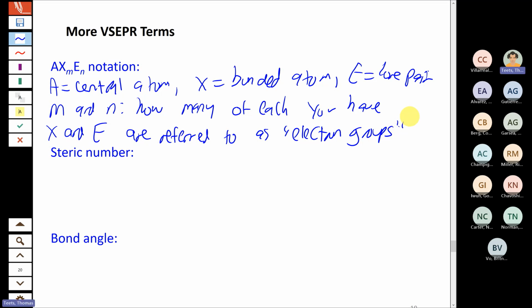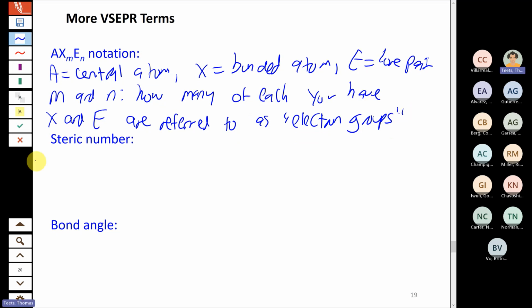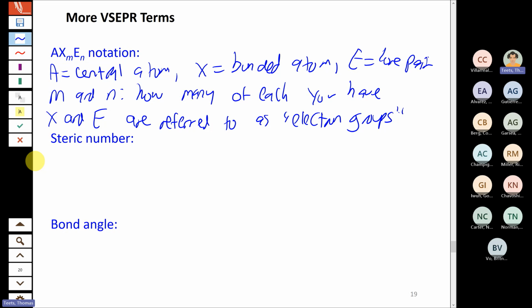All right. Now, another term that doesn't seem to be used much anymore, but I think is helpful, is what's called the steric number. Basically, this is the sum of the two subscripts M and N. It's the total number of electron groups that are around the central atom. That number is important because it defines the electron group arrangement.